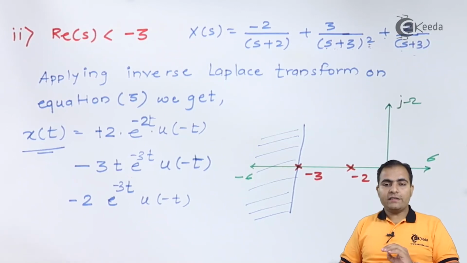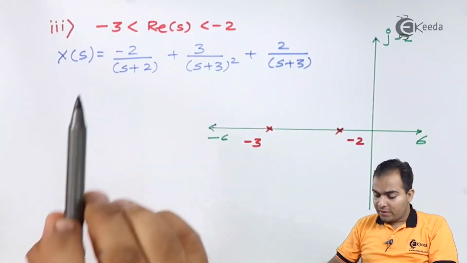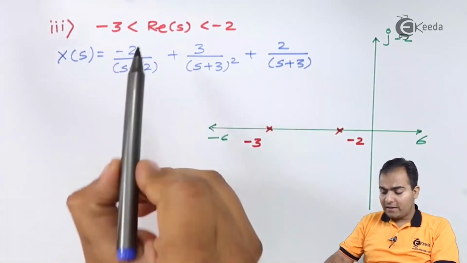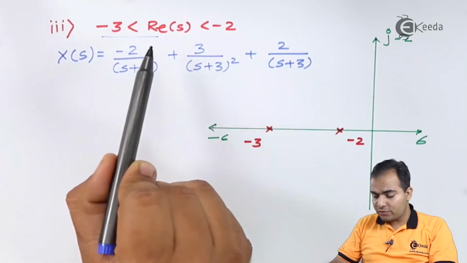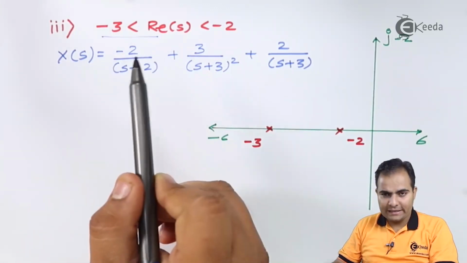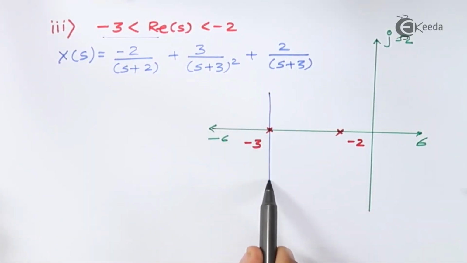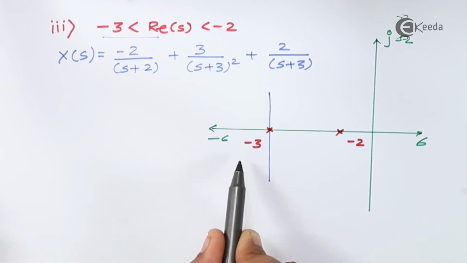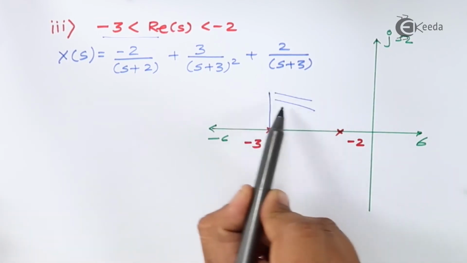So let's see the next step. Now the third ROC, this is the last. Now you can say that here the ROC is greater than minus 3, means what? The ROC for the minus 3 pole is right-handed sided. Right-handed sided means what? For the minus 3 pole, ROC is right-handed. Right-handed means I will mark the ROC on the right-hand side of this pole.